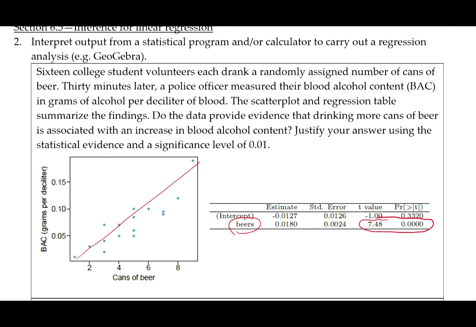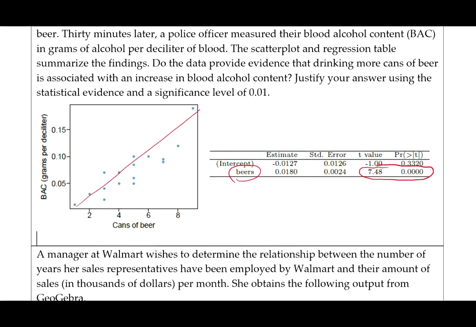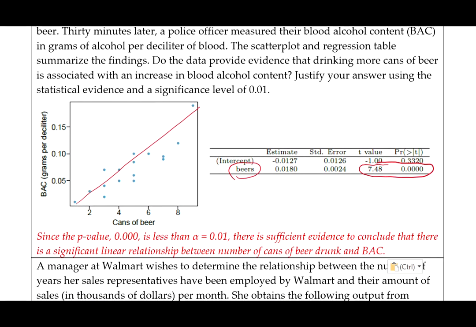In this case, our p-value is 0.0000. That is a very small p-value. And so our conclusion would be something like, since the p-value of 0 is less than alpha equals 0.01, there is sufficient evidence to conclude that there is a significant linear relationship between number of cans of beer drunk and BAC. In fact, we can conclude, because it is an upward slope, that drinking more cans of beer is associated with an increase in blood alcohol content.